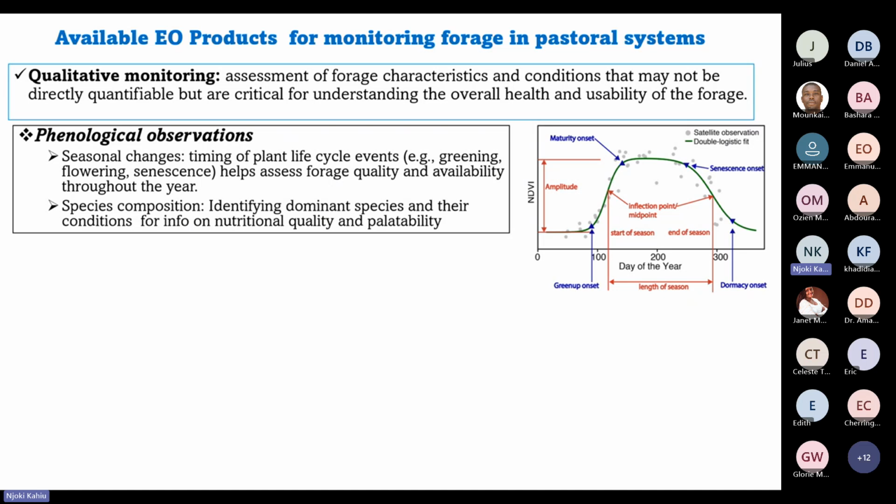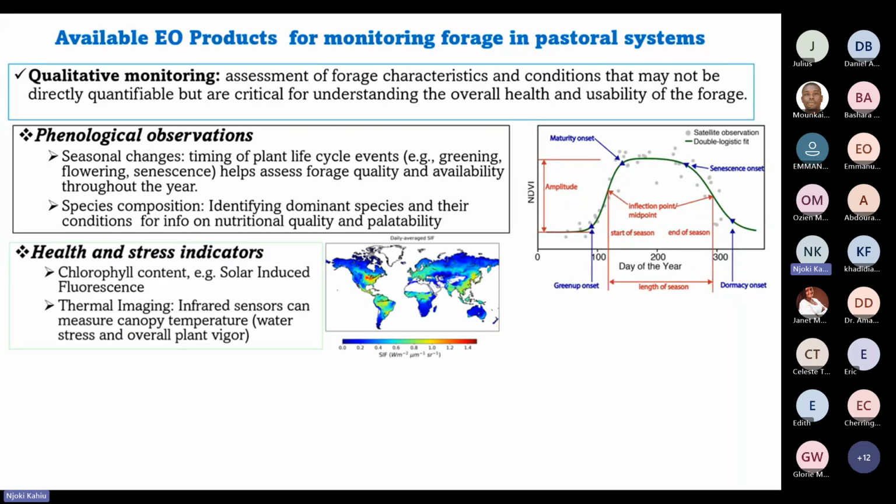In terms of species composition, identifying dominant species and their conditions gives information on nutritional quality and palatability. This might be a little bit difficult in terms of application of other observation data, but with emerging technologies and modeling approaches, identifying and modeling some of these aspects of vegetation is becoming possible. Health stress and indicators: we have a commonly used product based on chlorophyll content, the solar-induced fluorescence product. It's widely used nowadays through different satellites. I don't want to get into the techniques of this; I'm not an expert in it, so I'll leave it to the experts. Thermal imaging and infrared sensors can measure canopy temperature, water stress, and overall plant vigor.